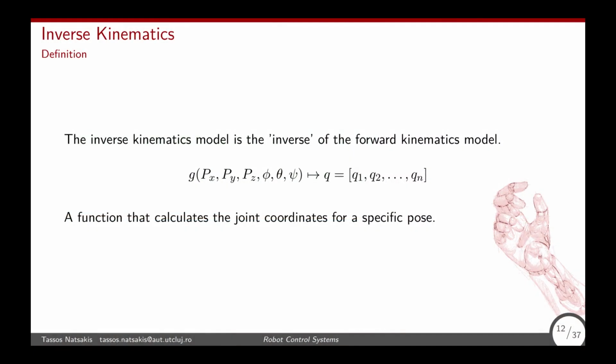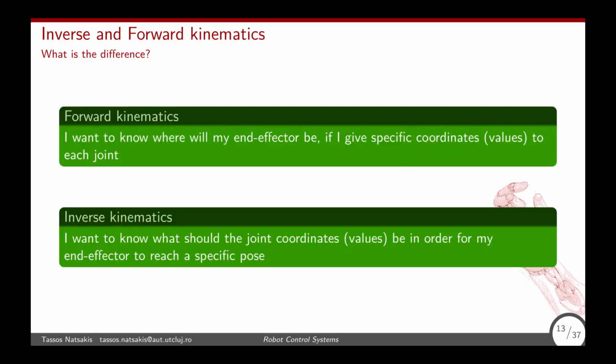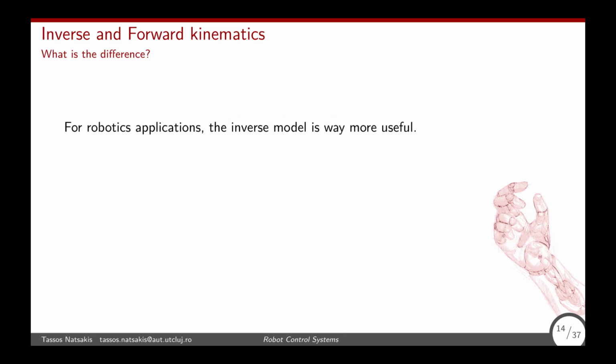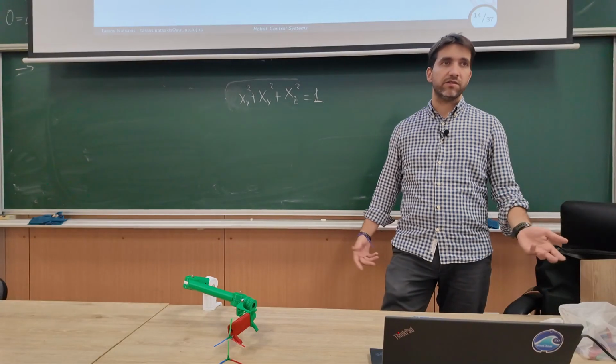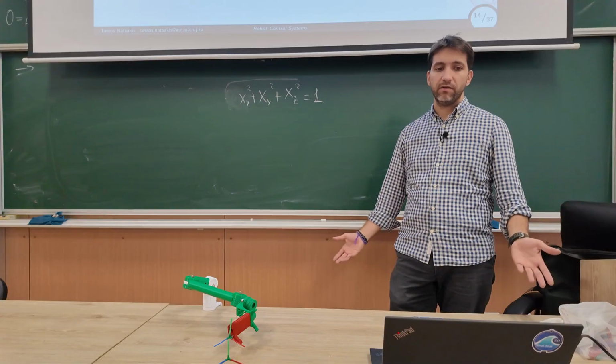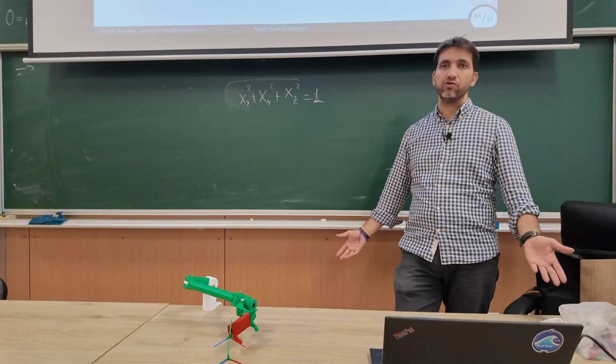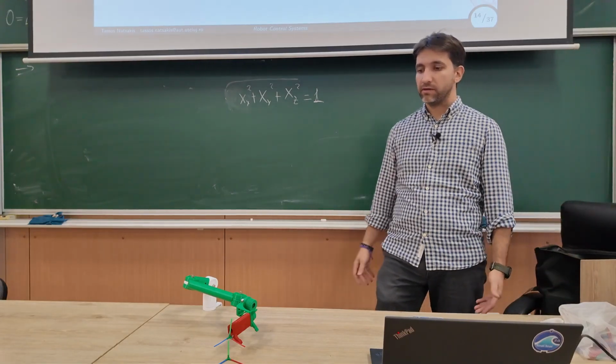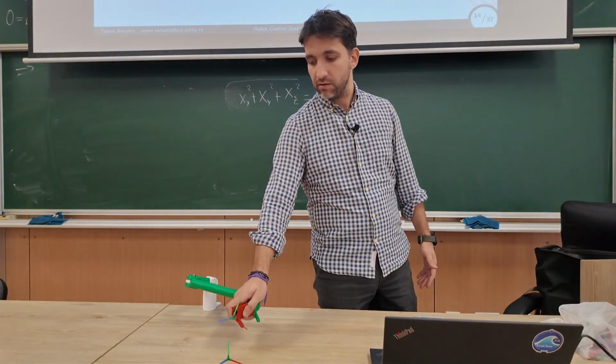Or another way to call it: the function that calculates joint coordinates for a specific pose. Forward kinematics and inverse kinematics are basically the inverse of each other. Makes sense, right? So I said in the beginning that inverse is better. Why is the inverse model more useful in a way for robotics?